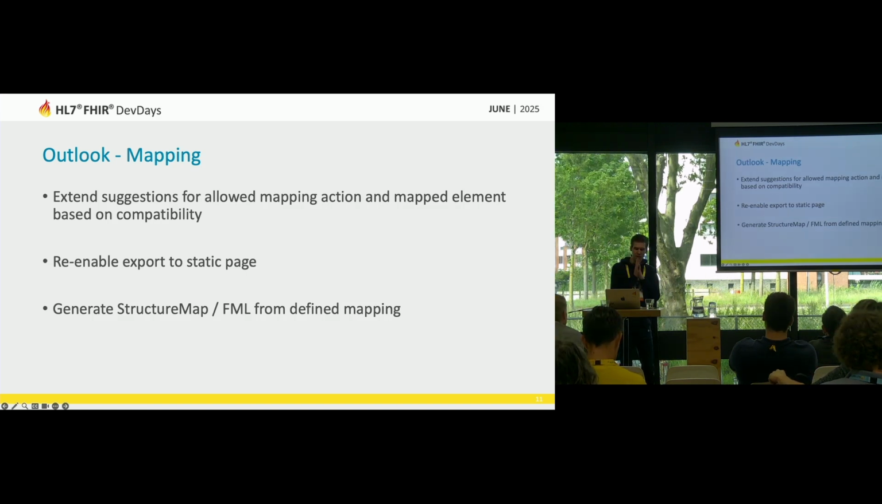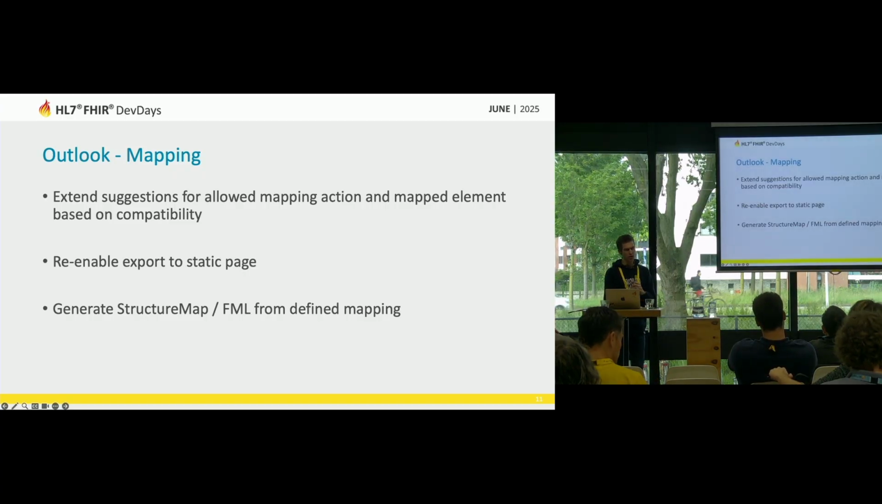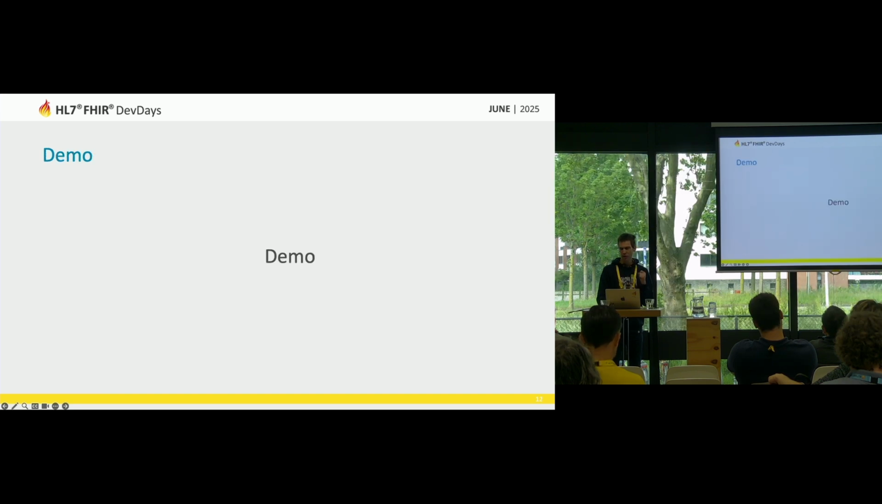Sorry if I forgot the beginning. We need this static page currently to give to a contractor to implement the mapping. That's why we need it, and we want to have it back. Also, we don't want to rely on this custom JSON format. We want to go to a structure map or maybe FML to enable other tools to consume this mapping defined by us. Yes. So now we will switch to a demo.